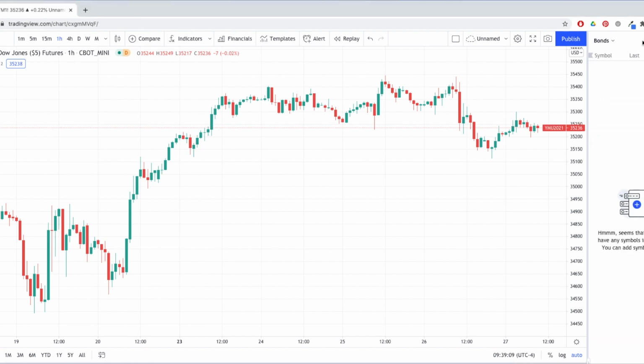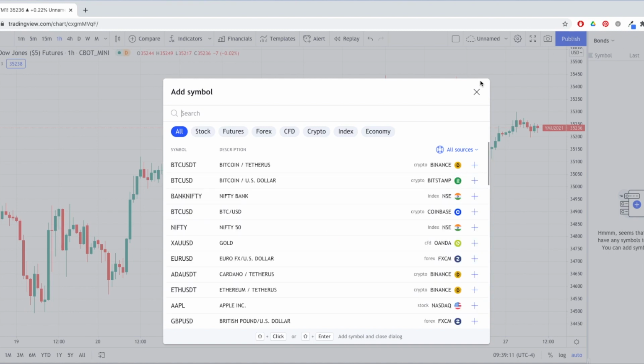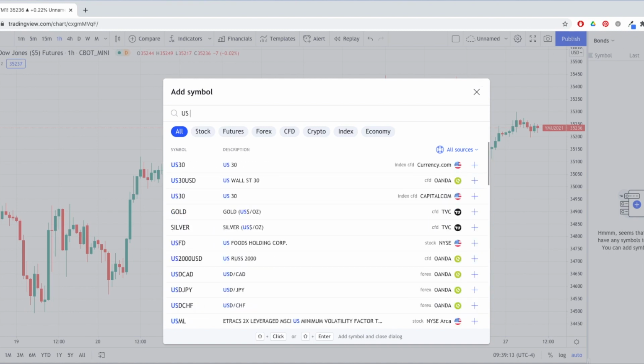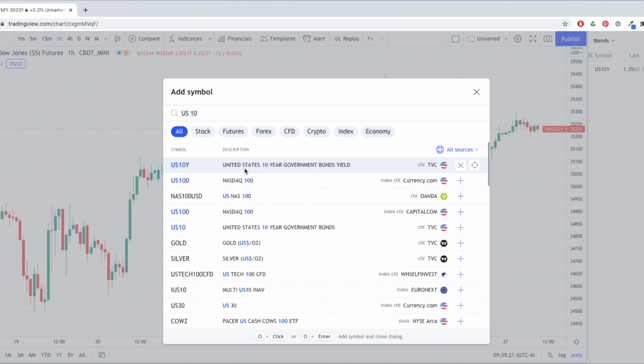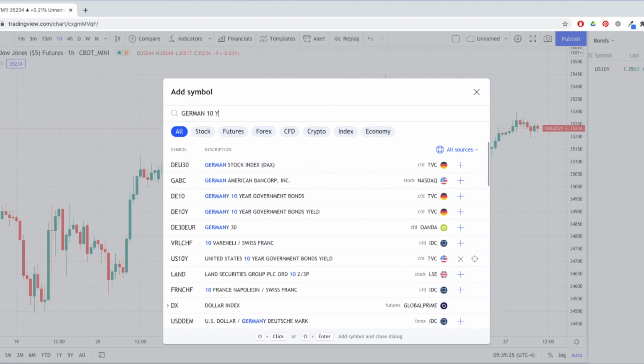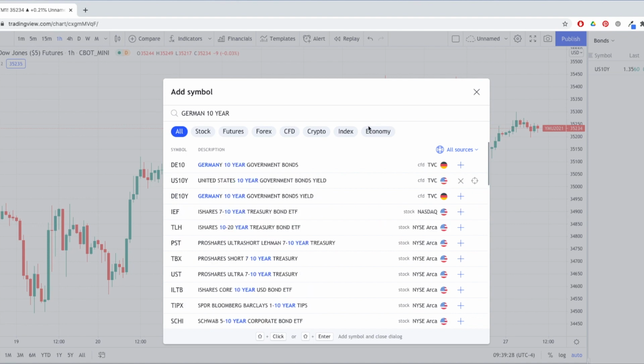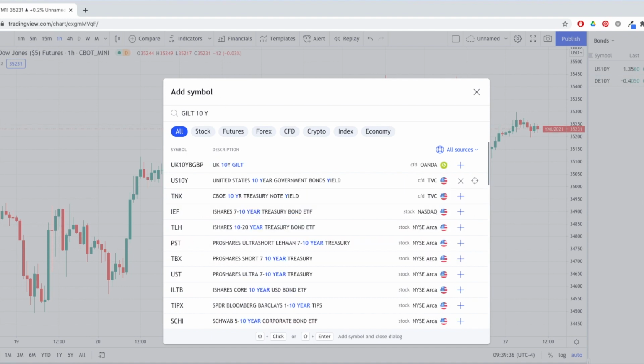Create a list, and in this list, you start adding the government bond yields. So US 10-year, and we want the US10Y. That's the US 10-year yield future. Then we can add the German 10-year government bond yield, which is the DE10Y. And then you can add the gilt 10-year yield.